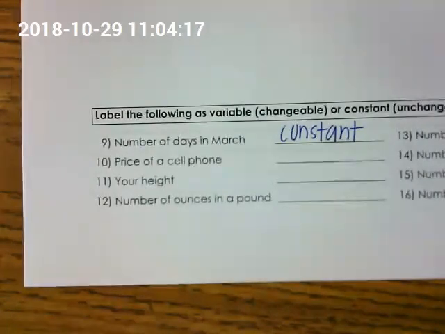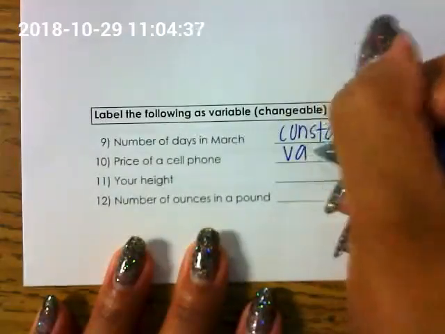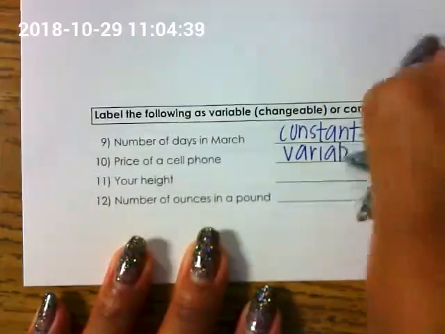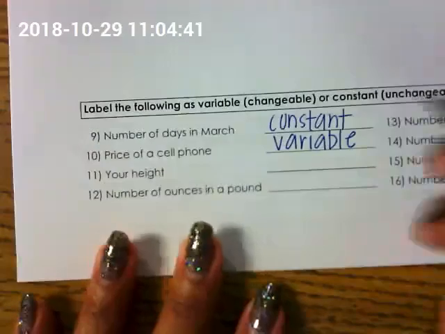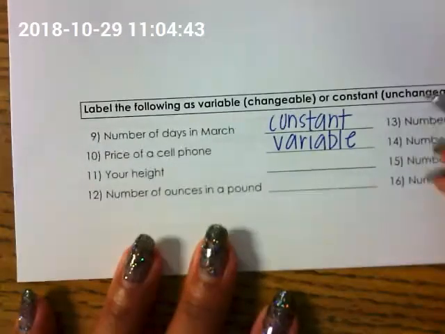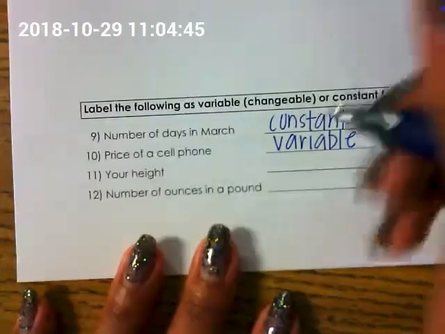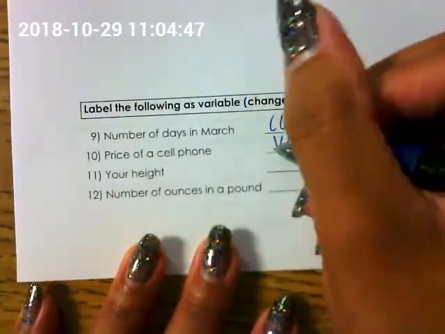What about the price of a cell phone? It can change. So if they're telling us about a phone company selling this phone, Metro versus T-Mobile versus whatever, we can use that as a variable to represent the price of this phone. So we would use a variable. What about your height? That can change. People grow overnight. Not like a lot, but we grow. I'm done growing, but y'all not.